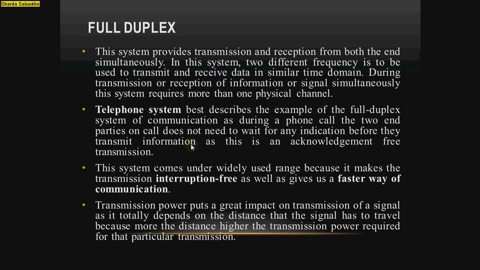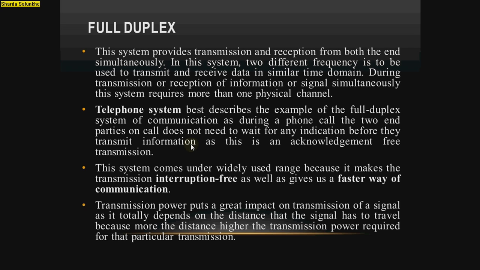This system comes under the widely used range because it makes the transmission interruption free as well as gives a faster way of communication. Transmission power puts a great impact on the transmission of the signal, as it totally depends on the distance that the signal has to travel, because the more the distance, the higher the transmission power required for the particular transmission. So in the full duplex, the two parties can talk to each other without any acknowledgement and simultaneously in the same time domain. So the telephone system is one of the best examples of the full duplex system.